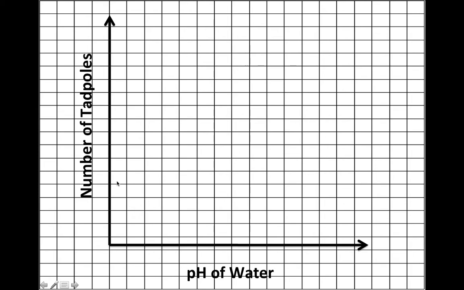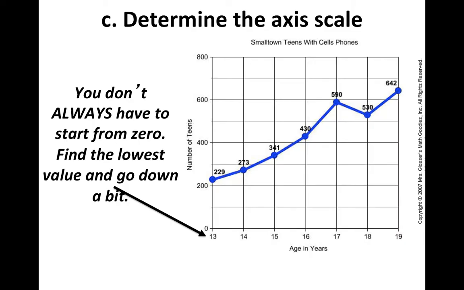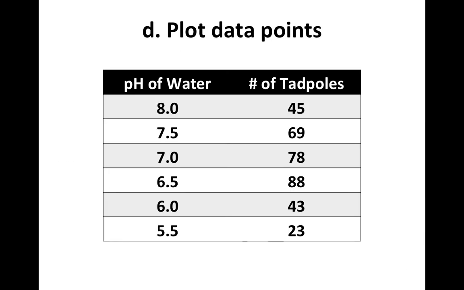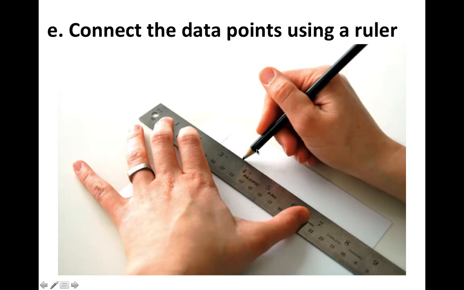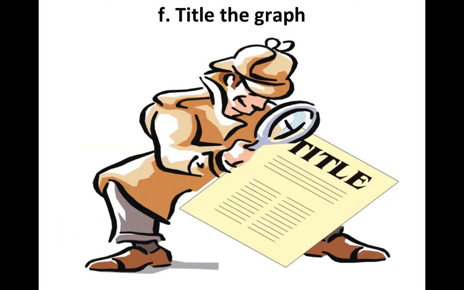Same thing with the number of tadpoles. You can start right here, skip a line, and it's up to you to figure out what the scale is. What's cool about graphs is that I anticipate everybody to have something a little bit different. Nothing really has to be the same. So that's determining your axes. Once you have your scale set up, you're going to plot your points. Your first point is 8 and 45. Then 7.5 and 69, and so on. Once you have all that, you're going to draw using a ruler, and you're going to write a title on your graph.